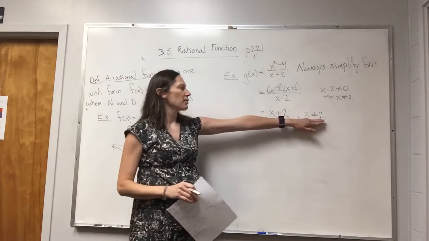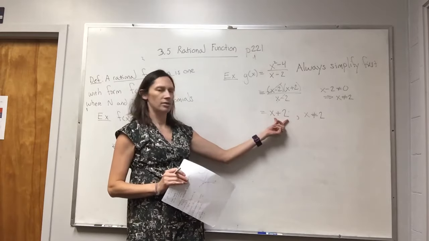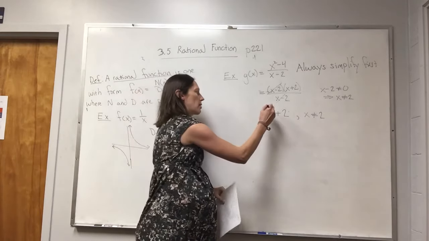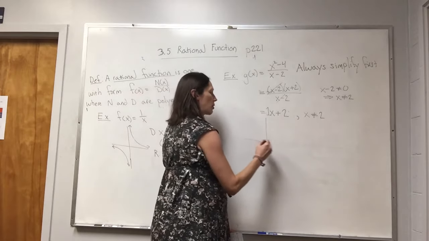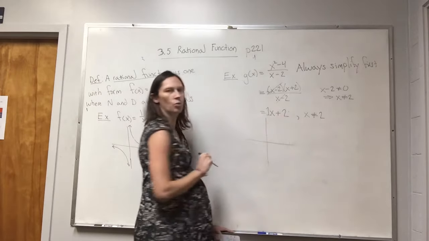So if it weren't for that caveat, this would be a pretty simple graph. This is just y equals mx plus b. M is 1, b is 2. So I'm going to start by graphing what I know, then I'm going to come back to this weirdness happening right there.